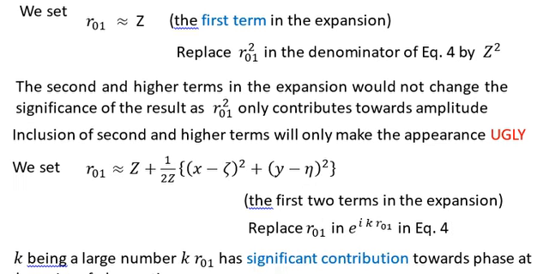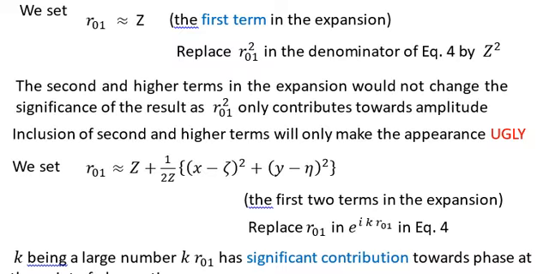The second and higher terms in the expansion would not change the significance of the result, as R01 square only contributes towards the amplitude, and inclusion of second and higher order terms will only make the appearance ugly. So we set R01 is equal to z plus 1 over z, within the curly bracket, x minus zeta whole square plus y minus eta whole square. These are the first two terms in the expansion.